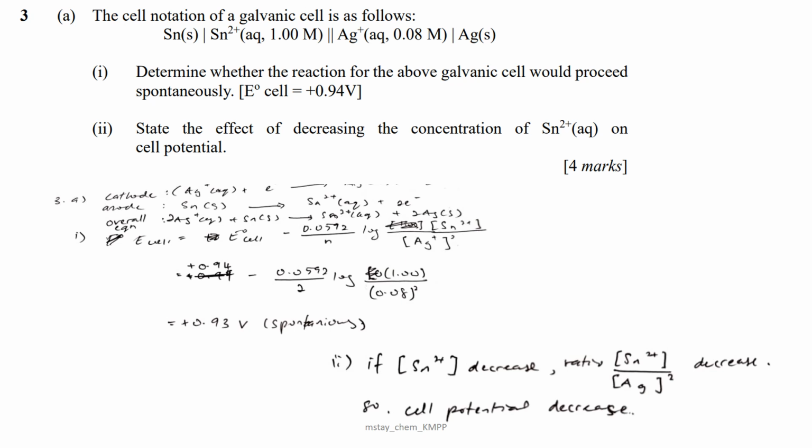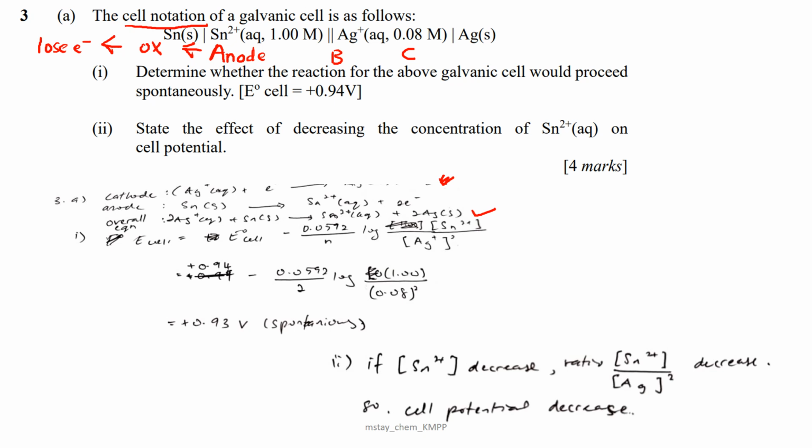Question number 3. The question gives us the cell notation. As we know, cell notation is as simple as ABC. A stands for anode. The anode undergoes oxidation, and if we write the half equation, it loses electrons. The silver ion will undergo reduction. Basically this half equation is correct, even though we cannot see it clearly here. I know it's correct because the overall equation is correct.